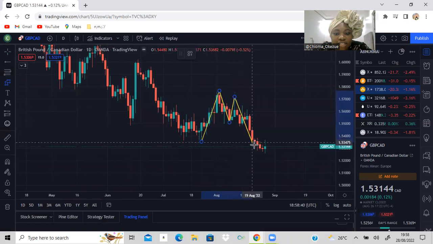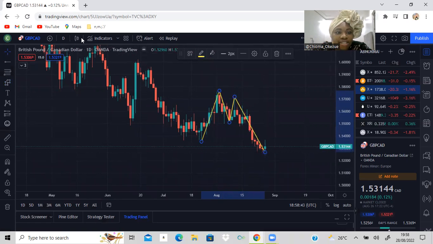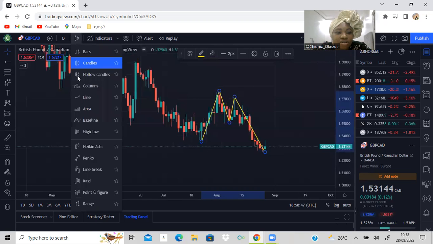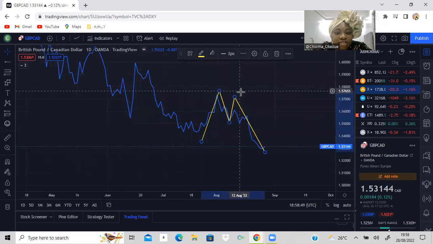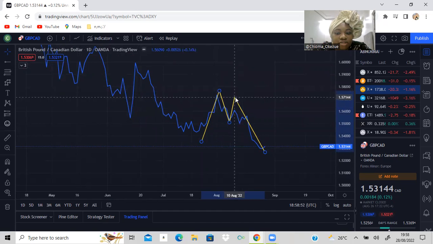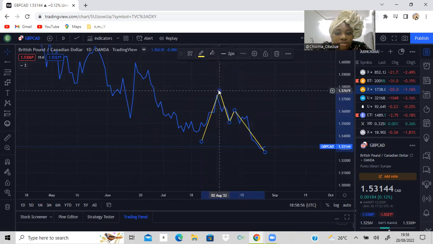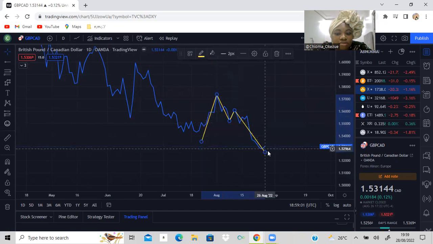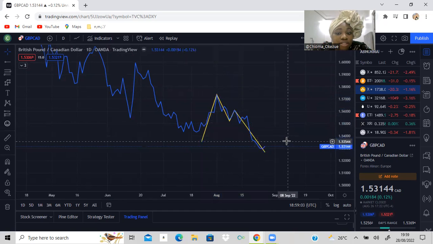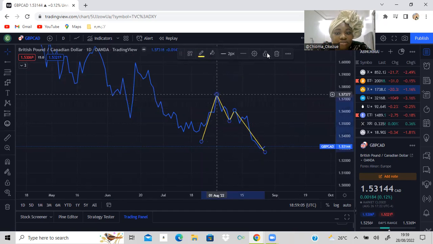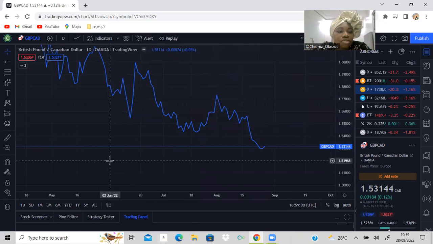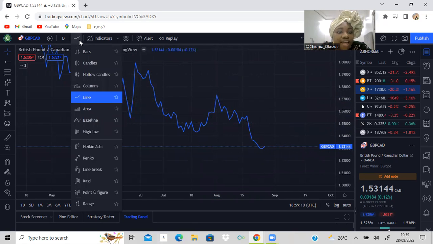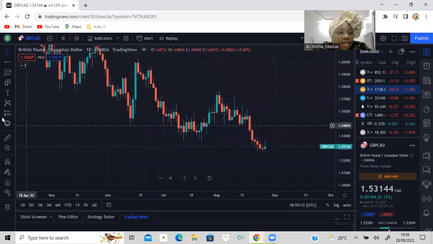All right. So look at that M. If you cannot see it clearly, turn to a line chart. All right. You can see with the line chart, it is clearer. Right? It is clearer with the line chart. So we've seen that M there. So I can see it.